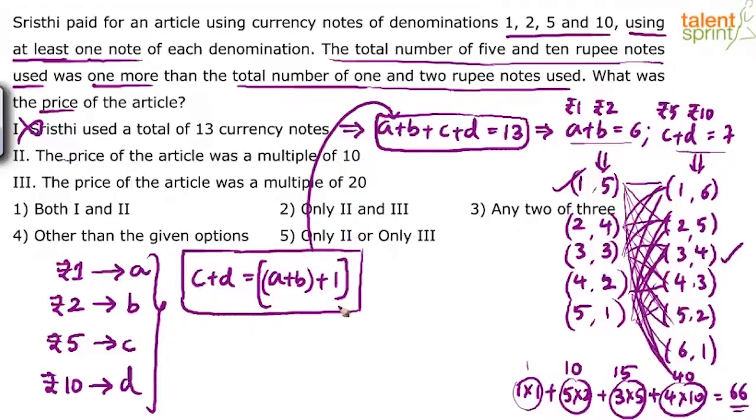Of course, the one point that is given here in the question is that C plus D equals A plus B plus 1. Which means the total number of 5 and 10 rupee notes should be 1 more than the total number of 1 and 2 rupee notes. But even then I think multiple solutions can be obtained, right? Multiple solutions can be obtained. So clearly 2 alone will not give you the answer. Yes or no? Can 2 alone give you the answer? No, 2 alone cannot give you the answer.